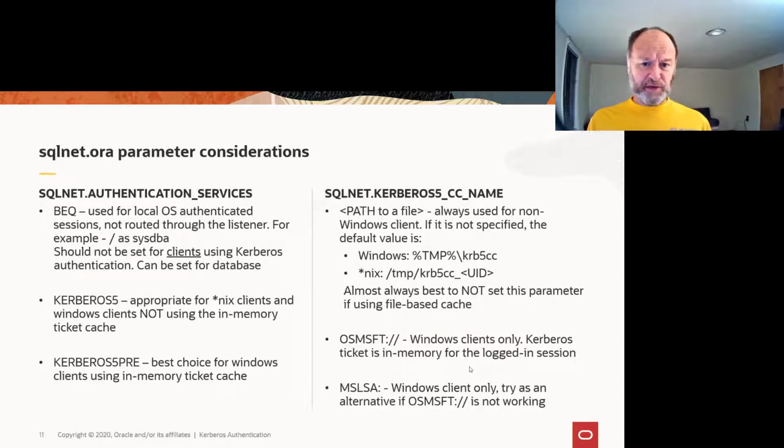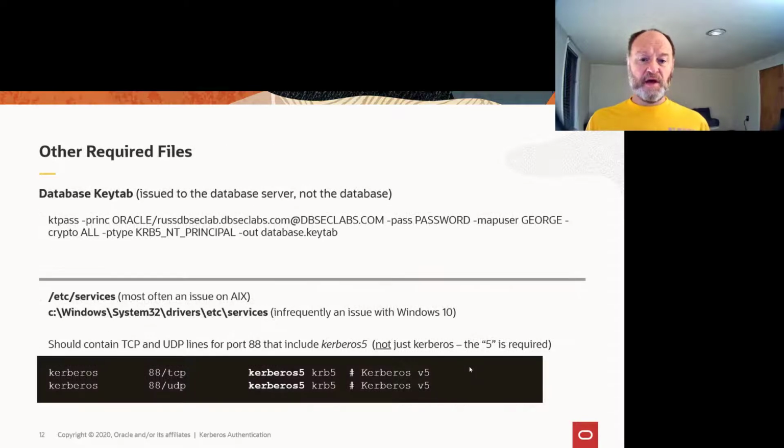Let's see. We talked a little bit about sqlnet.ora already. Here's just a little more information on each of those different entries that I put in if you're interested. There's another file that's required. This is only issued to the database server. It's the database key tab, and this is generated on the domain controller. So the command you're going to see here, ktpass, this is a command that you run from the domain controller, not from a domain client, from a domain controller.